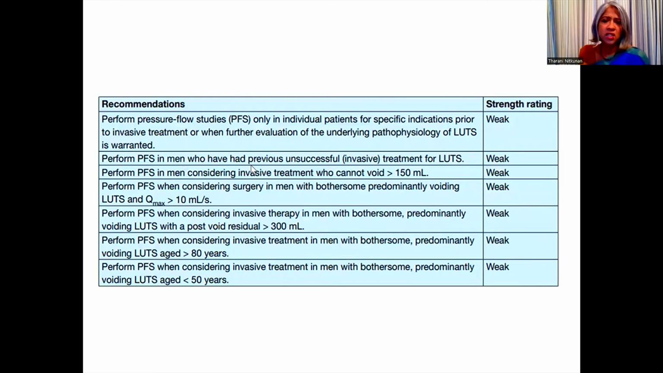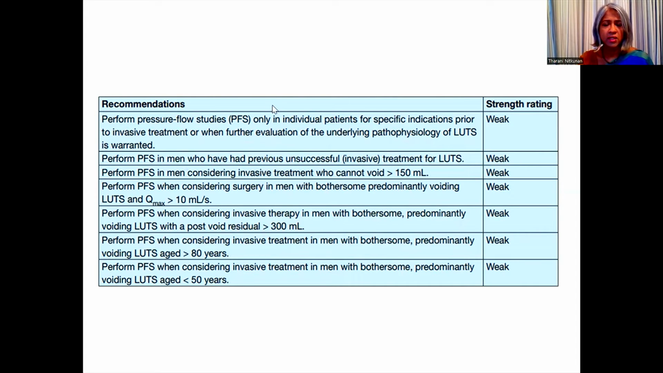And what is the recommendation from EAU guidelines about when to use pressure flow studies? And here you can see the various recommendations. And all of these recommendations, the strength rating is weak. And if I can go through each of these individually.